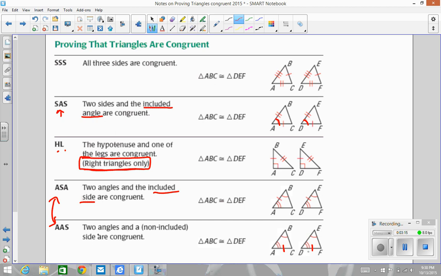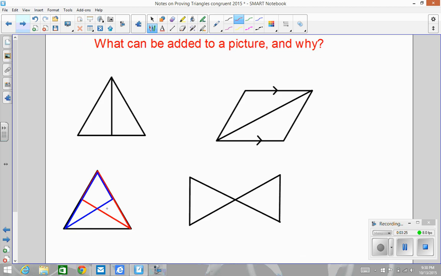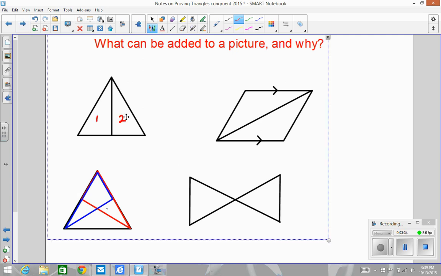Okay, so now that you've got those written down, what we're going to do is we're going to practice with some, and we're going to see if we can mark the information that's given to us and determine which of these 5 ways prove the triangle is congruent. All right, but before we do that, I want to show you some of the information that can be added into pictures. So if we look at this picture here, we have triangle 1 and we have triangle 2.